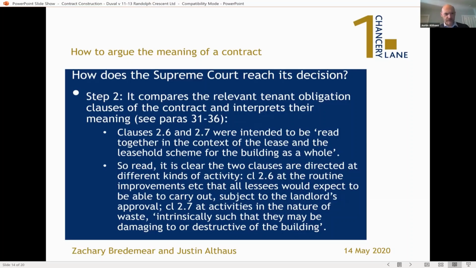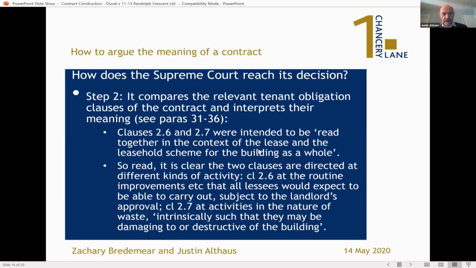This is something to do with the iterative process, I think, that Zach has referred to in relation to another case. And if one reads the clauses together, the Supreme Court says, it is clear that the two clauses are directed at different kinds of activity. Clause 2.6 at the routine improvements that all lessees would expect to be able to carry out subject to the landlord's approval. Clause 2.7 at activities in the nature of waste, intrinsically such that they may be damaging to or destructive of the building.